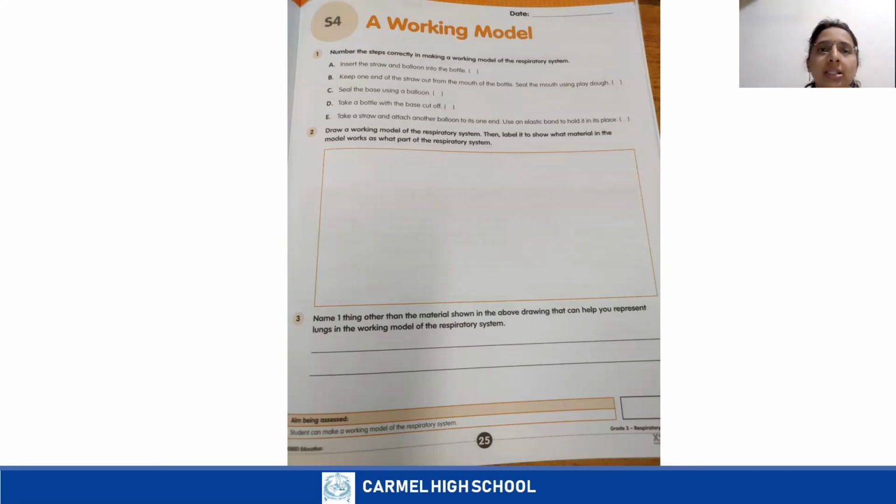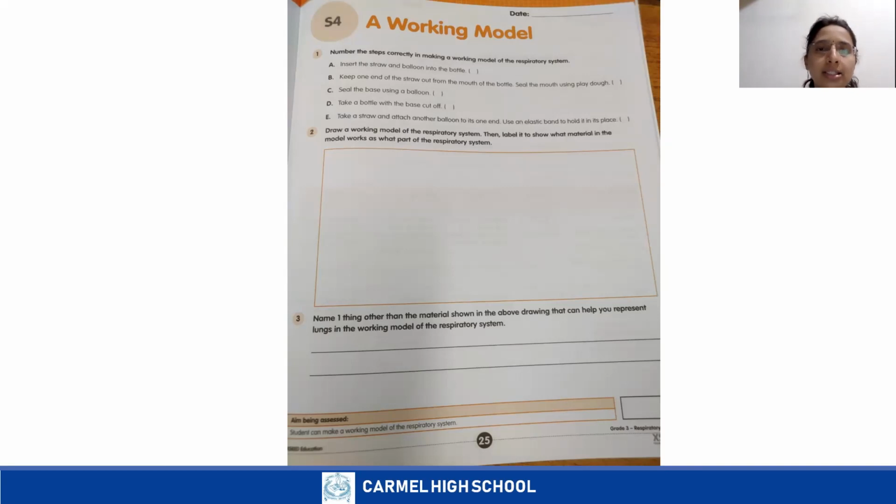Now, the second question is, draw a working model of the respiratory system, then label it to show what material in the model works as what part of the respiratory system. What is the question? Draw a working model of the respiratory system, then label it to show what material in the model works as what part of the respiratory system. You have to draw that, then you have to do the labeling. Okay. You all can do that, right? When you prepare your own working model, you will be able to understand easily. You can draw that later, no problem.